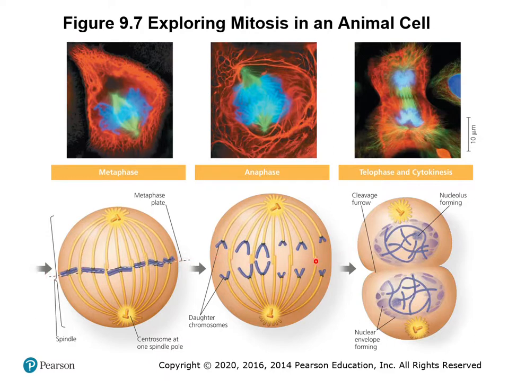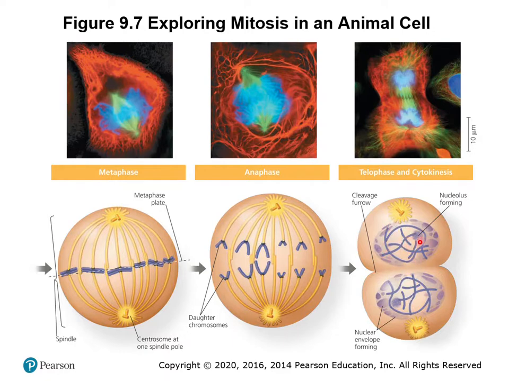Now during anaphase, the cohesion proteins have been broken down. The sister chromatids are no longer held together. And so during anaphase, the sister chromatids are each pulled to the opposite pole of the cell by our mitotic spindles. And then at the end, when we get to telophase, telophase is just the reverse of prophase.